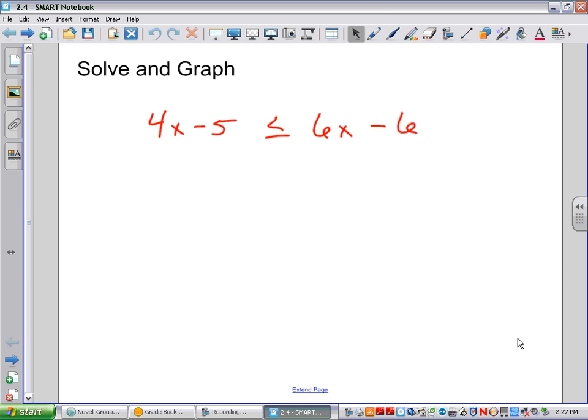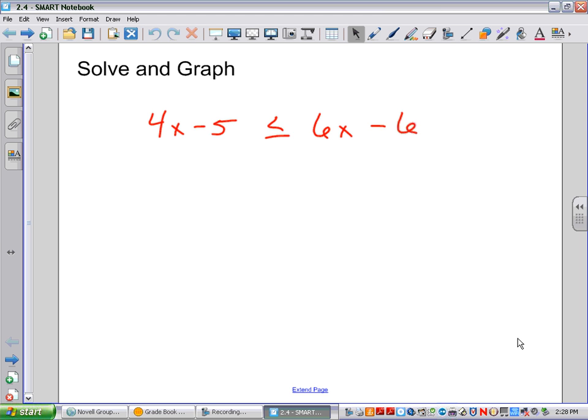Okay, hello again. Welcome. These problems are called inequalities. Inequality because there's no equal sign. There's a less than or greater than symbol. The symbol in the middle here is pointing to the left, so it's a less than symbol. My directions at the top say to solve and graph. So we have two things to do.